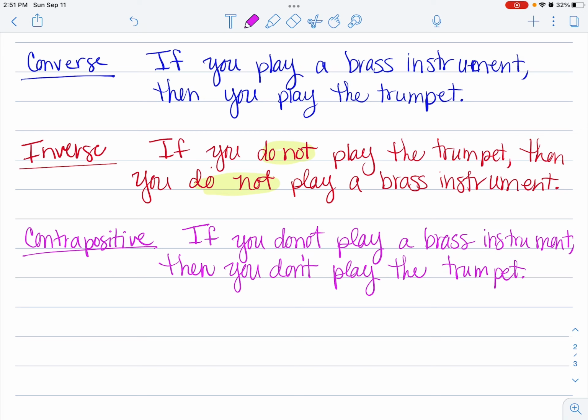Okay, so that is the contrapositive. Not only did the if and then switch, I also added the don't part. Okay, so what I want you to do is tell me whether or not you think that is a true statement. So tell me the truth value of that contrapositive.